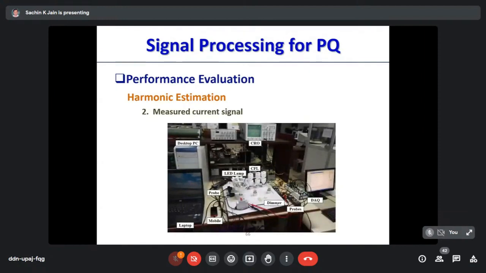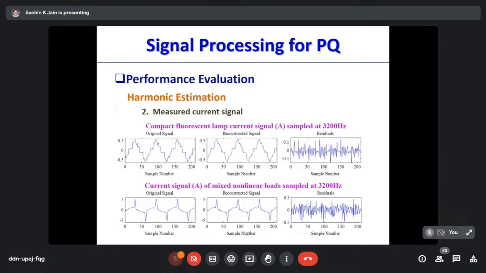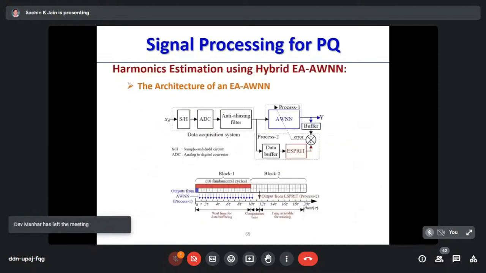CFL nonlinear loads have been considered. We have acquired the data using a data acquisition system and then analyzed the data. These are the original signals, and these are the signals reconstructed from the obtained parameters. And this is the residual error, which is insignificant. So it is almost the same. It means we have been able to accurately find the harmonics.